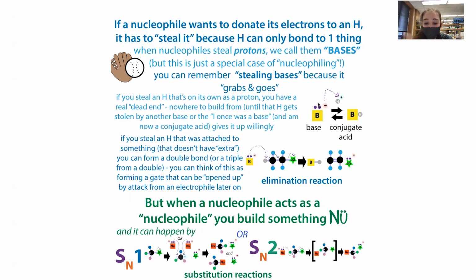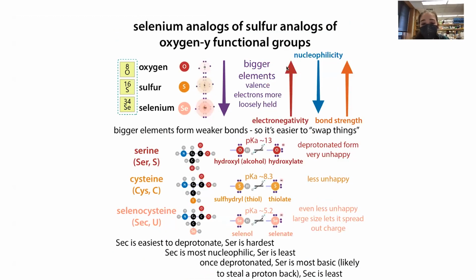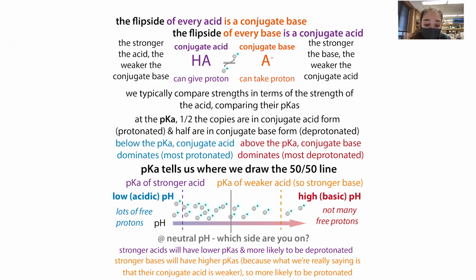And so it's going to be a much stronger base. It's going to be harder to deprotonate it. And so when we look at these, we'll see that serine has a pKa of about 13. So much more on this in other posts, but basically the pKa is the point at which half will be protonated and half will be deprotonated.